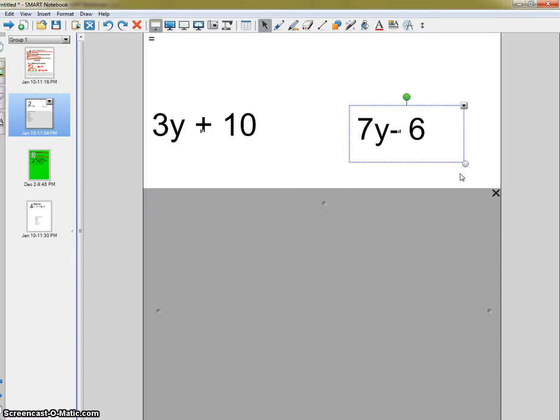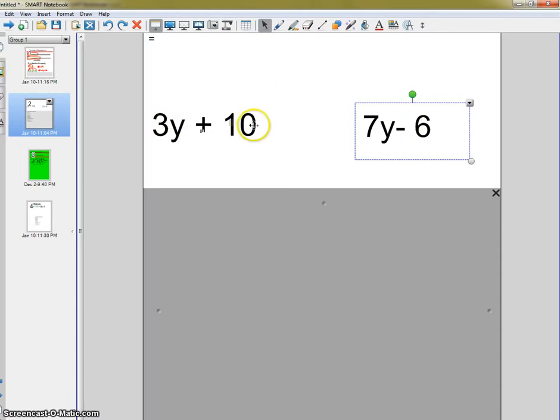Did you say an expression? That's true. That's what it is. This is an expression too. Okay, so we have 2 expressions. We've studied expressions. 3y plus 10 and 7y minus 6. All right. These are algebraic expressions. They're not numerical. They have a variable in them.